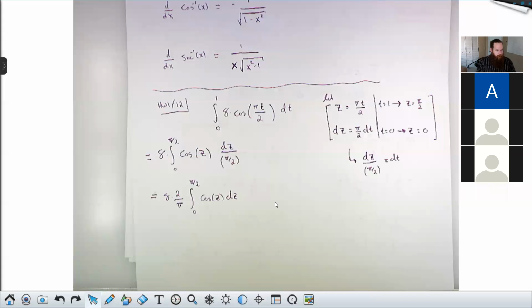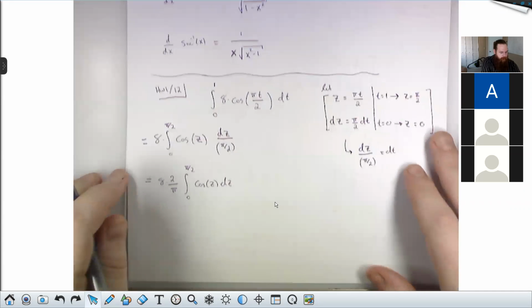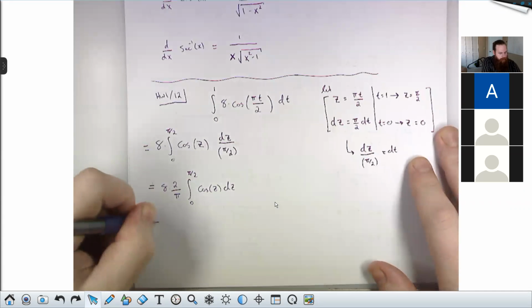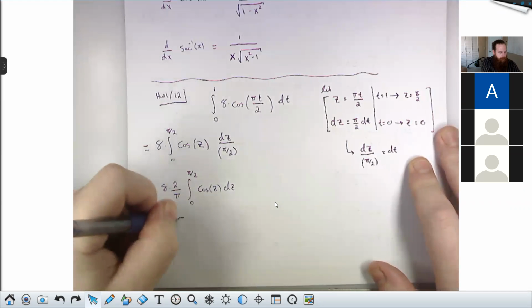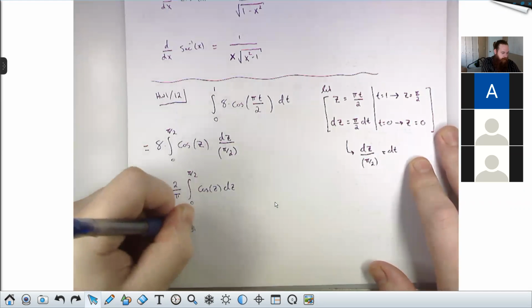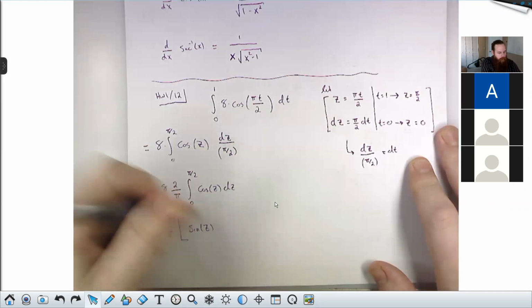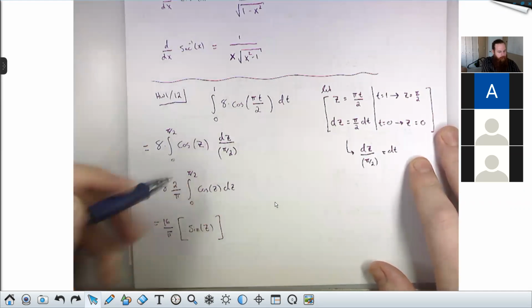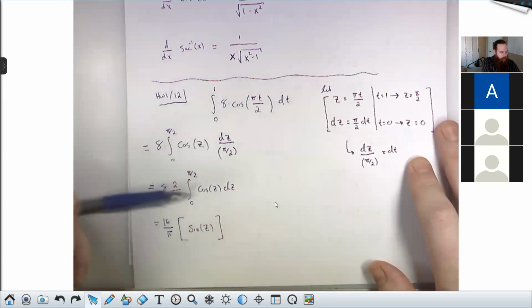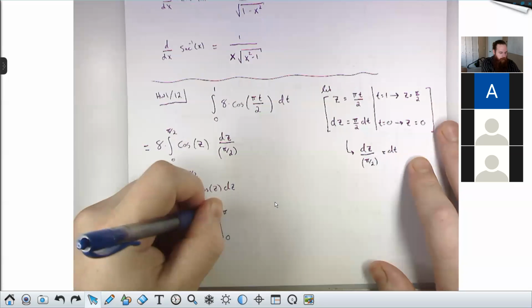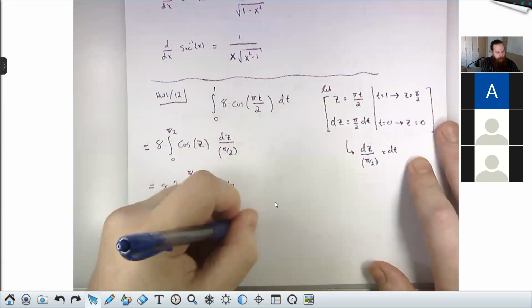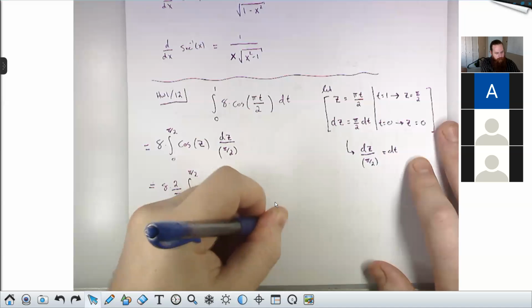Thank you. Okay. So from here, this is 16 over pi, and an antiderivative for cos z is not terribly hard to spot. Sine differentiates to cosine, so this will be sine of z. And I do not need to go back to my old variable t. I just evaluate this new function between the new bounds, from 0 to pi over 2. The 16 over pi comes along for the ride.